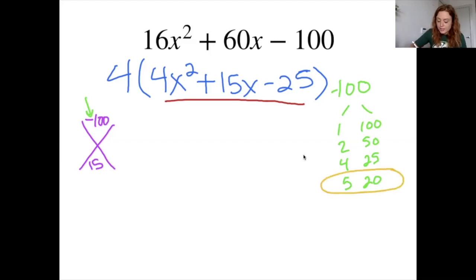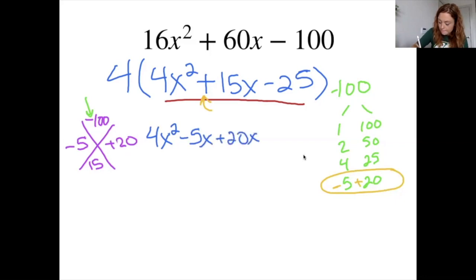So then I'm going to look at the sign of my b term. It's a positive 15, so that means the 20 would have to be the positive because it's the bigger number, and the 5 would be the negative. So now I'm going to move those terms over into my x, negative 5 and positive 20. And then I'm going to rewrite that middle term, changing 15x into negative 5x plus 20x. So we're going to have 4x squared minus 5x plus 20x minus 25.